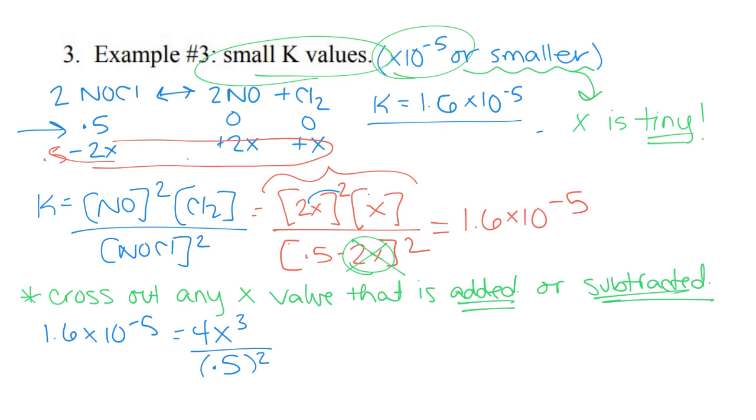From there, that is a lot easier to deal with than quadratics and all kinds of things like that. So you're looking for those x values that are added or subtracted that you can cross out of your equation to simplify the math. From there, we can go ahead and solve for x, which we can plug back into our ICE table and use to solve for the concentrations at equilibrium. That's if your K value is really small, times 10 to the negative fifth or smaller.